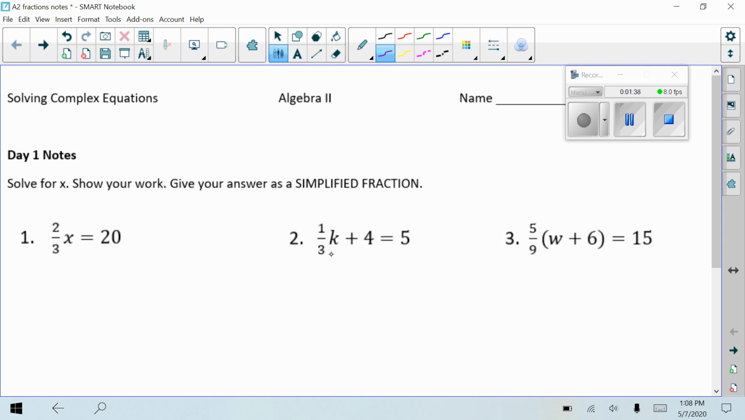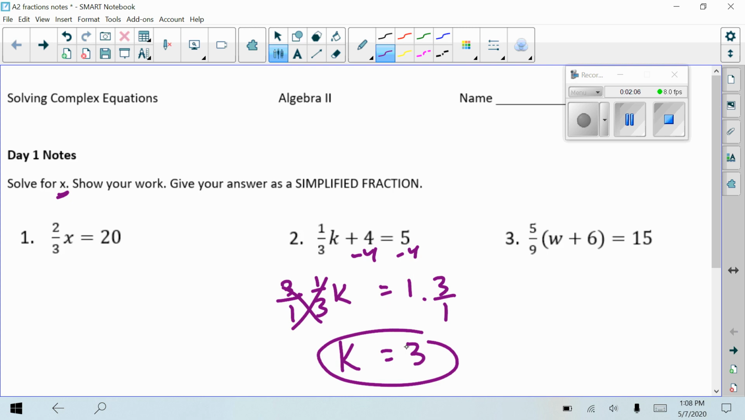Number 2, we want to get k by itself. So I guess the directions should say solve for the variable, not x. Sorry about that. So we want to get k by itself. So first we get rid of adding and subtracting. So subtract 4. We get 1. Notice I'm showing my work. And then I want to get k by itself. So to get rid of this fraction, I'm going to multiply by the reciprocal. Do that to both sides. So that's going to give me 3. Remember, you can always check your work by plugging in your variable up at the very beginning.